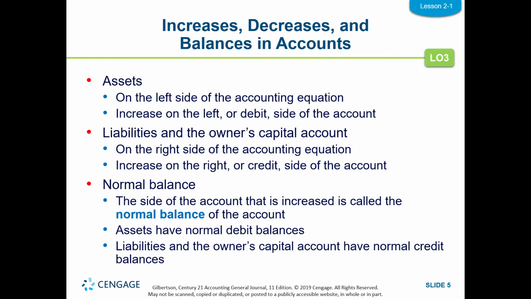Then we have our normal balance. The side the account is increased on is the normal balance of the account. So it's the side that increases. Assets, because they're on the left side of the accounting equation, have normal debit balances. Liabilities and the owner's capital account have normal credit balances.